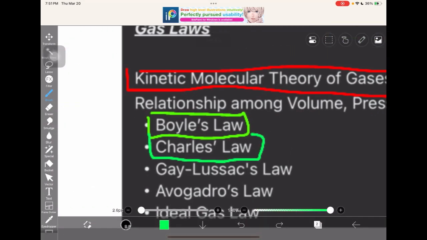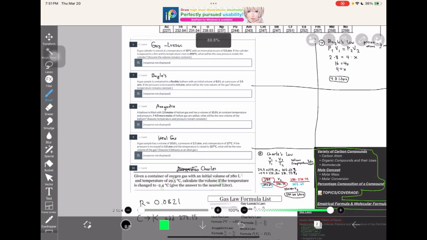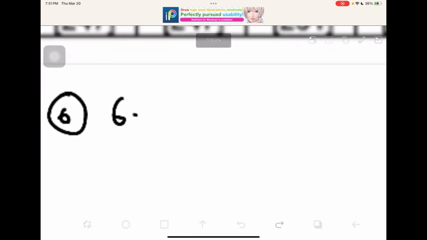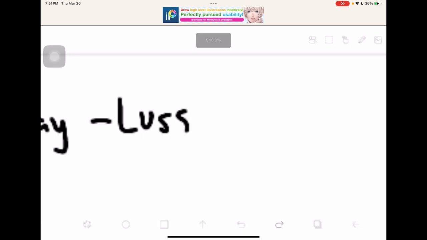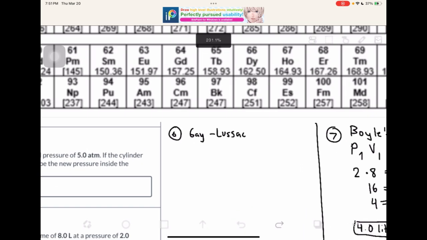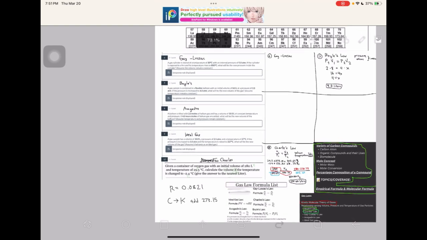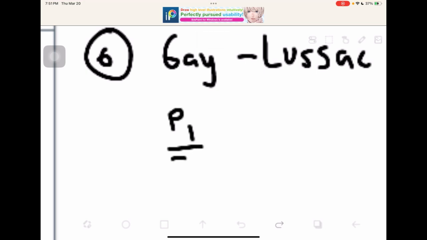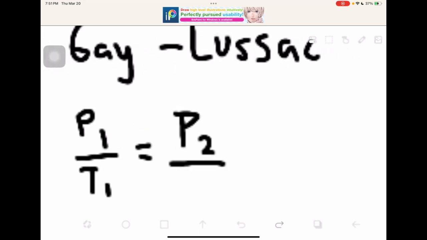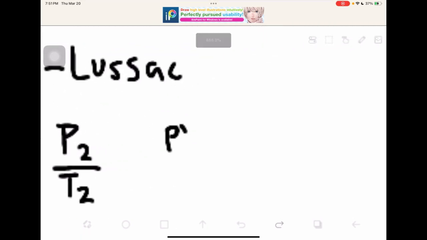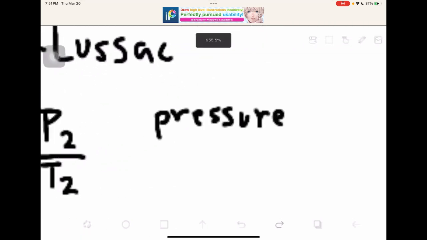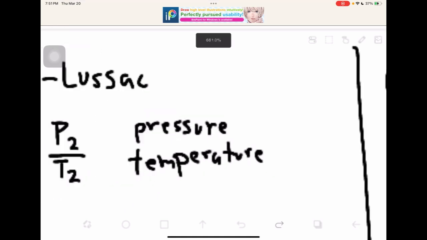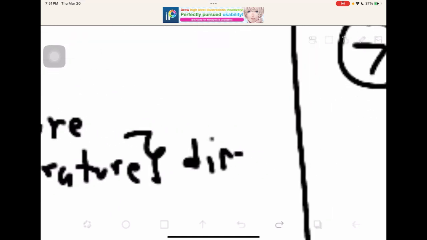Next one is Gay-Lussac's law. Gay-Lussac's is number 6. So we go to number 6. Gay-Lussac's law states that P1 over T1 is equal to P2 over T2. Let's write that down. P1 over T1 is equal to P2 over T2. This shows the relationship between pressure and temperature, and this shows a direct relationship.